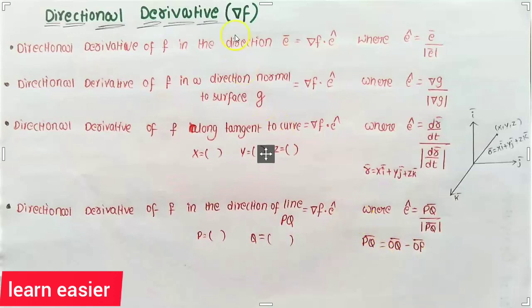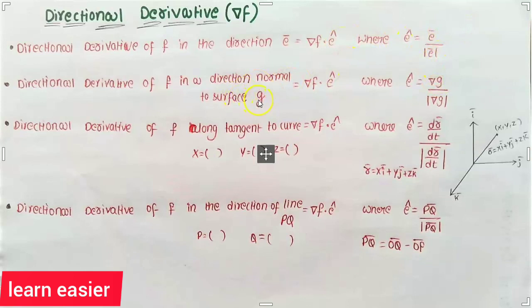So these are the basic problems that we can get in our examination based on directional derivatives. So let's recap all these types. Here all the solutions are del f dot e cap, but the variation is in e cap. Here we have e bar, so the vector is given, so that's why we have taken e bar by mod e bar.